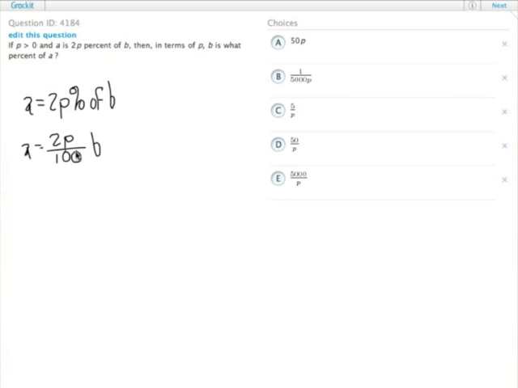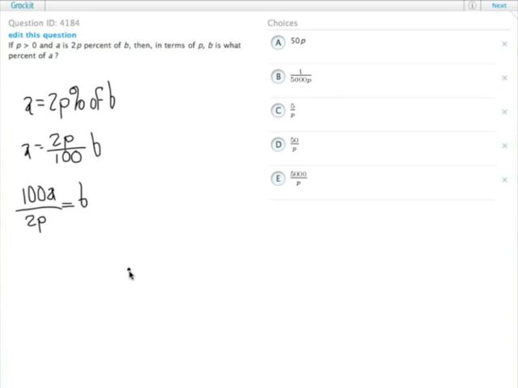So then we know we divide both sides by, or multiply both sides by 100 over 2p to get rid of this. We end up with 100a over 2p equals b. But we're not actually asked what b equals. We're asked what b is what percent of a.